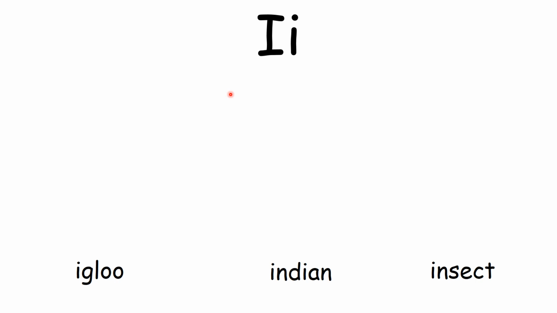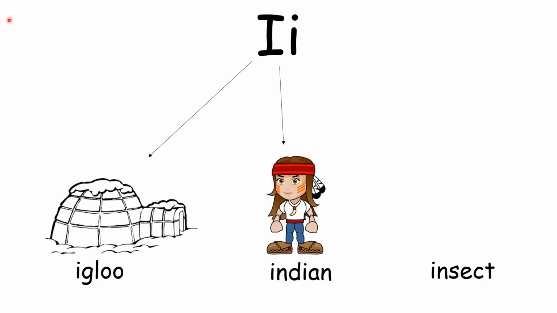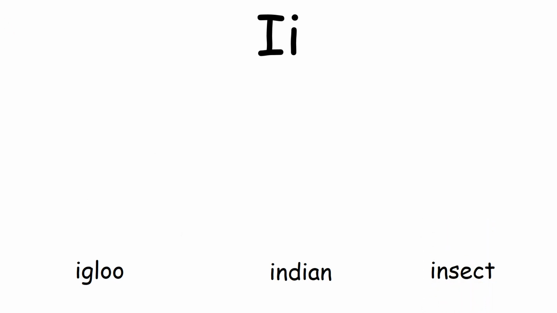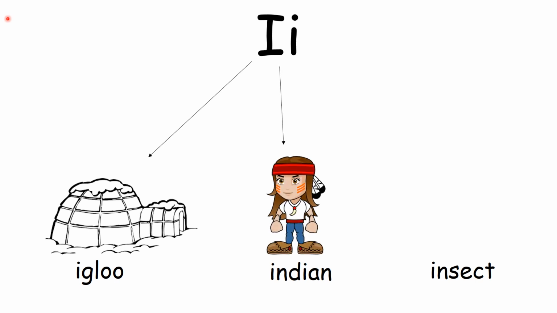Now let's read the words. Give the sound first. I. Begin. I. Igloo. I. Indian. I. Insect. Now it's your turn. Give the sound first. I. Begin. Very good. Next.